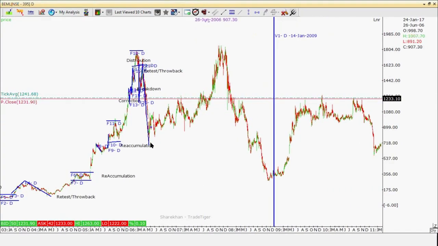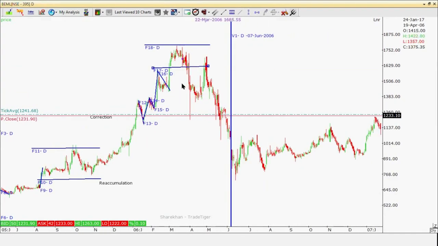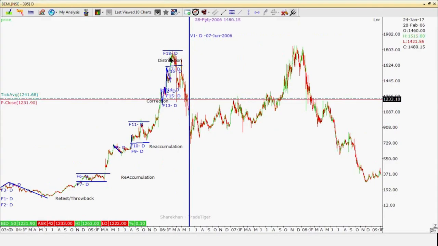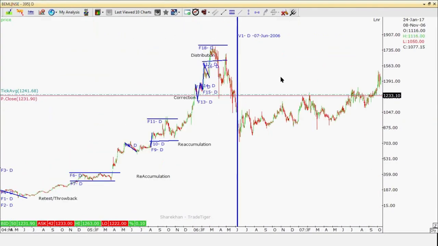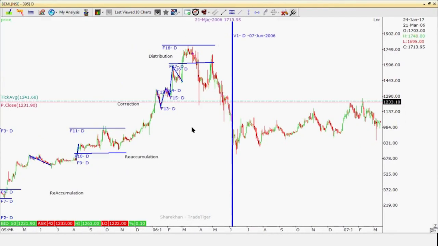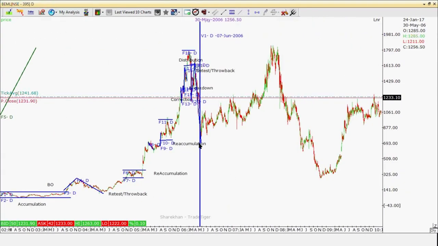Then what happened in this area? Can you see the price went sideways here, right? And then, so what is this process, friends? Distribution. See, there are two ways you can look at this area.